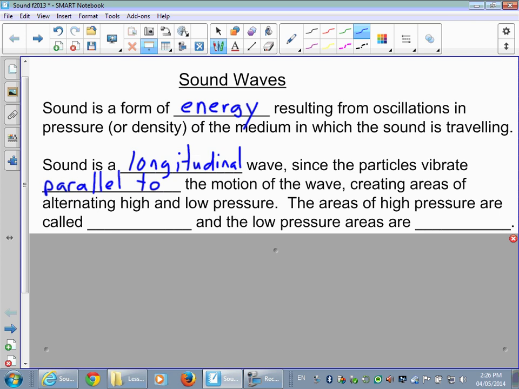Areas of high pressure are called compressions. Not surprisingly, you're compressing the particles into a smaller space, and that's what creates the high pressure. The areas of low pressure are called by a word that you probably haven't heard before, although it might sound familiar because it sounds like something else you've heard. The areas of low pressure are called rarefactions.